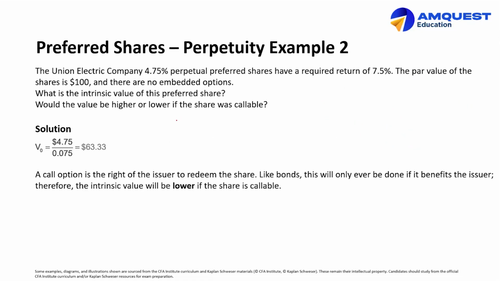Moving on. Union Electric Company has issued 4.75 perpetual preference shares. That means these preference shares do not have a redemption date. The company will pay you the preference dividend lifelong. And it has a required rate of return of 7.5%. So this is the cost of preference share, and this is the dividend that you're getting. Par value is 100. There are no embedded options.